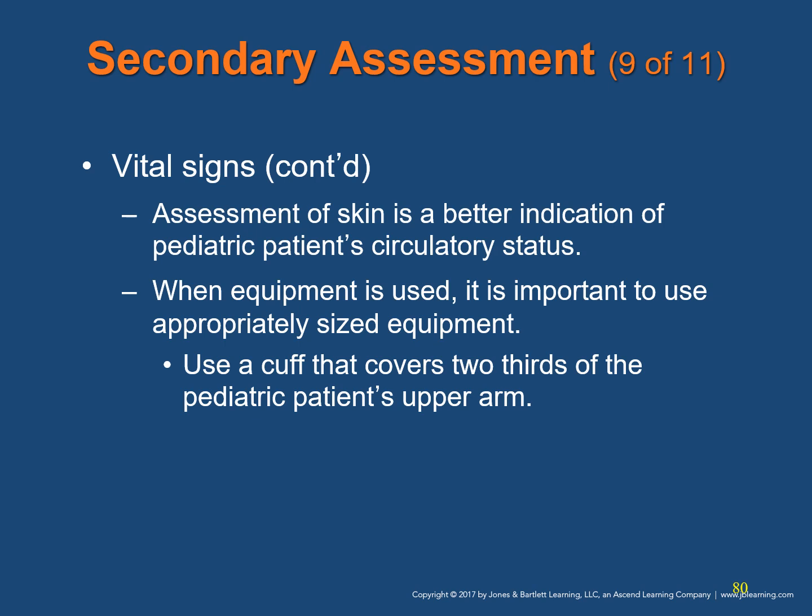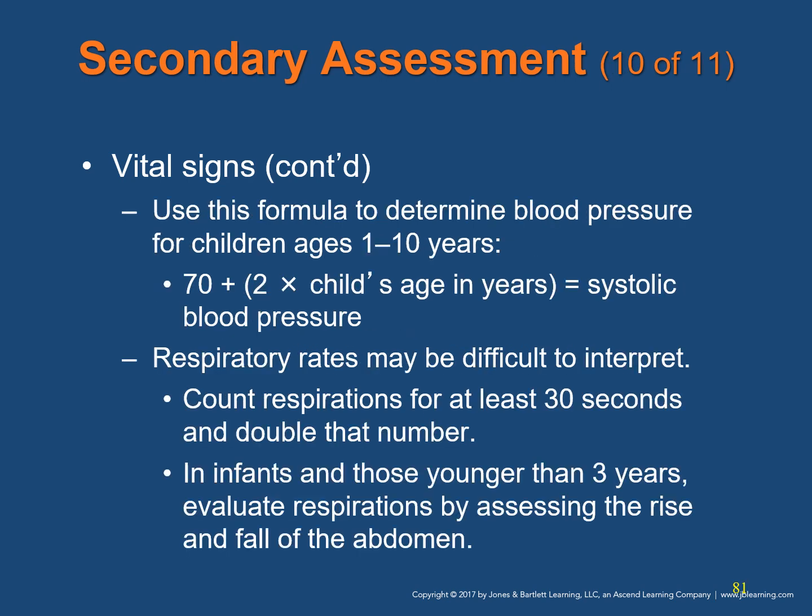To auscultate a blood pressure reading, use a cuff that covers 2/3 of the pediatric patient's upper arm. A cuff that is too small will give a falsely high reading. A cuff that is too large will give falsely low readings. The formula 70 plus 2 times the child's age in years equals the systolic blood pressure, a useful tool to determine blood pressure in children 1 to 10 years of age.